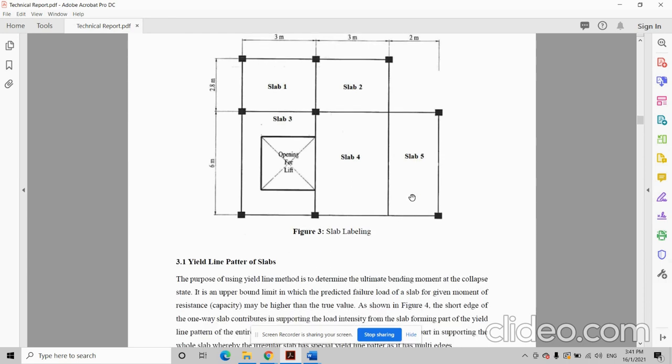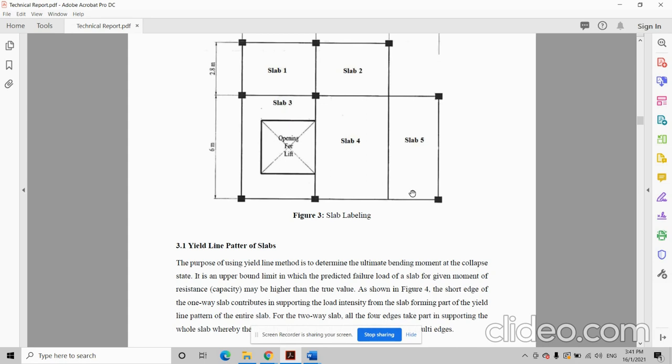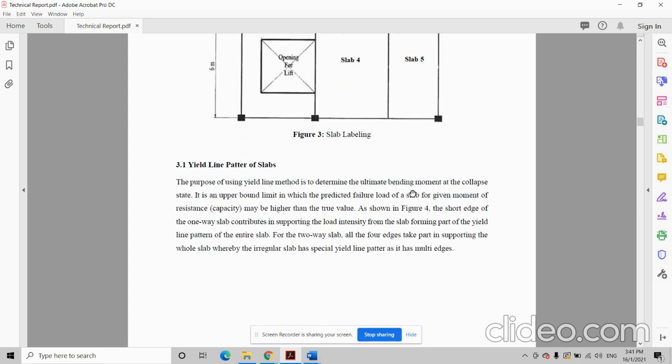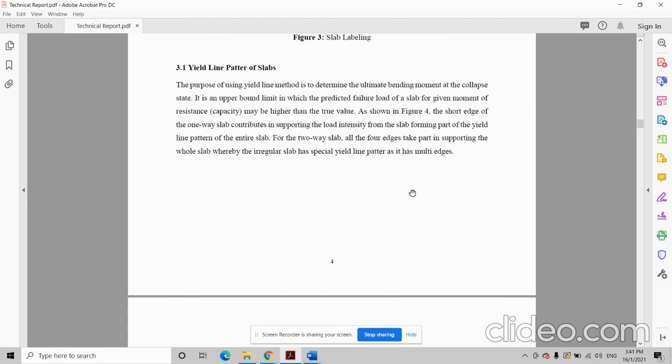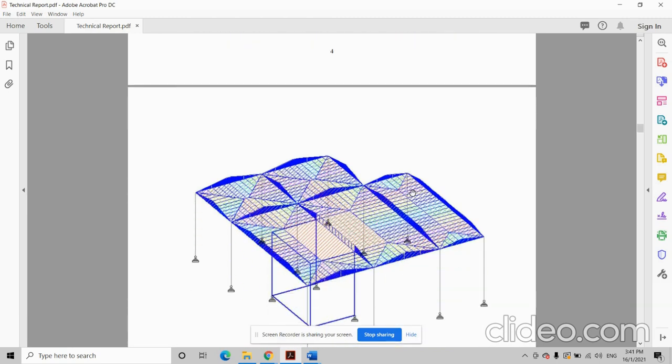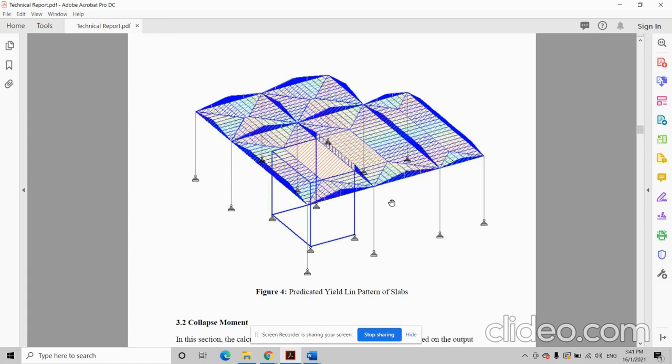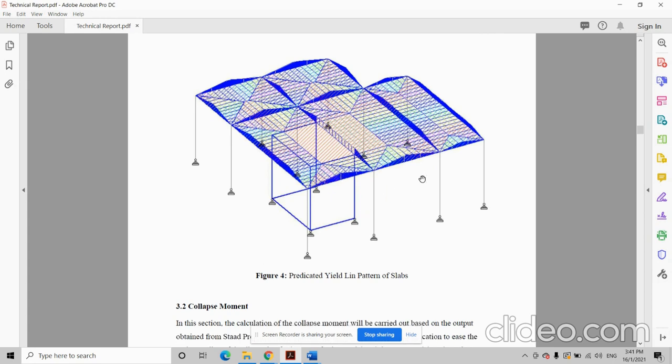The purpose of using the yield line method is to determine the ultimate bending moment at the collapse state. It is an upper bound limit in which the predicted failure load of a slab for a given moment of resistance or capacity may be higher than the true value. The short edge of the one-way slab contributes in supporting the load intensity from the slab, forming part of the yield line pattern of the entire slab.